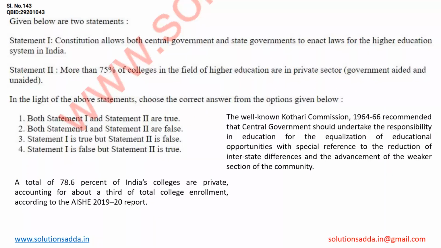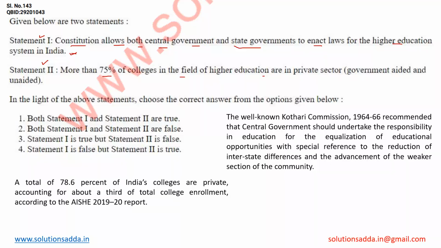Hello everyone, this is question number 43. In this question, 2 statements have been given, statement 1 and statement 2. Statement 1 says, the Constitution allows both central government and state government to enact laws for the higher education system in India. Statement 2 says, more than 75% of colleges in the field of higher education are in the private sector. In the light of the above 2 statements, choose the correct answer from the options given below. Basically, we need to identify whether these statements are true or false. This question is again from the general awareness part.